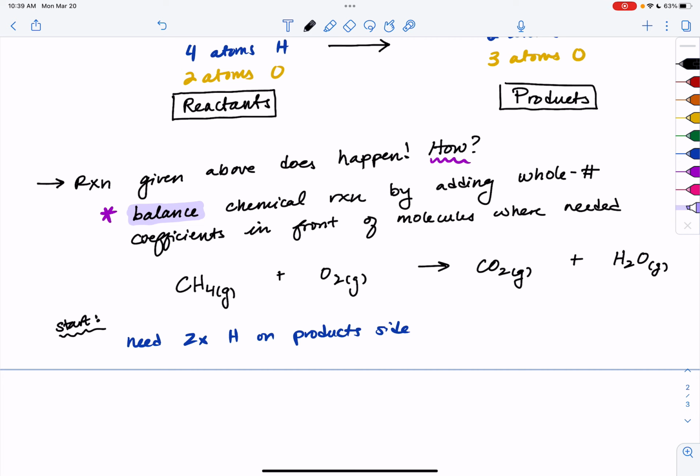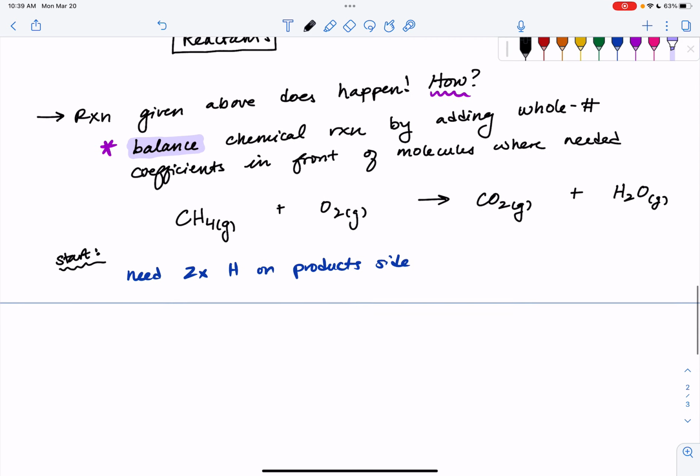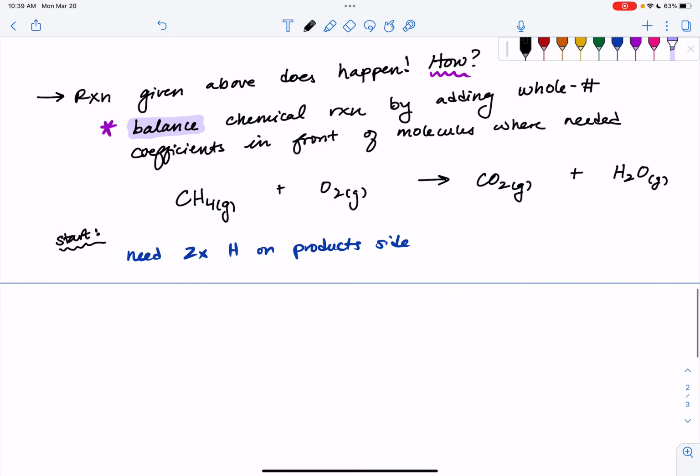So how is it that I can get 2 hydrogen atoms on the product side without disobeying the law of conservation of matter? Because I can't just randomly write in hydrogen gas, because that's not what's made in this reaction. I've told you exactly what's made and what is used.